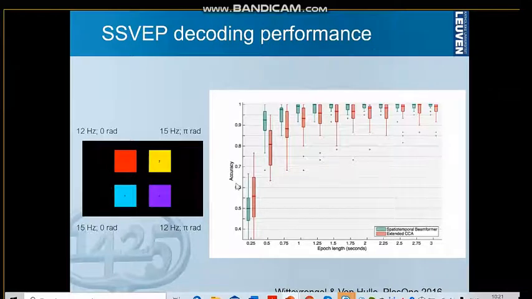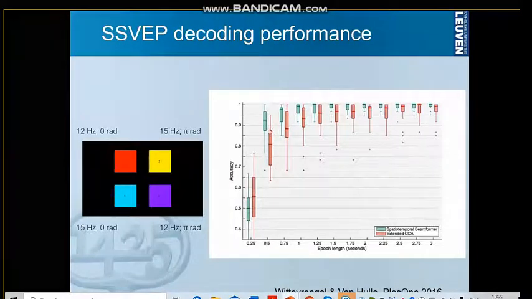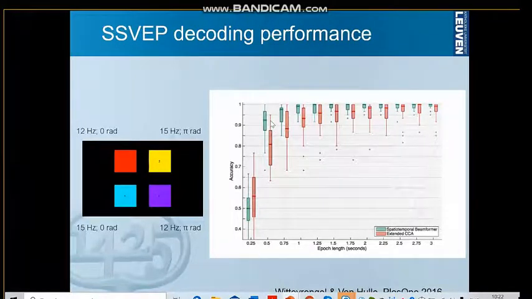And then you see the typical plot here, the accuracy as a function of epoch length. You see that the spatial temporal beamformer is performing better. You get a quicker, a higher accuracy. And this is what counts, this is what matters. So you get about at half a second, you do well already in terms of the performance.